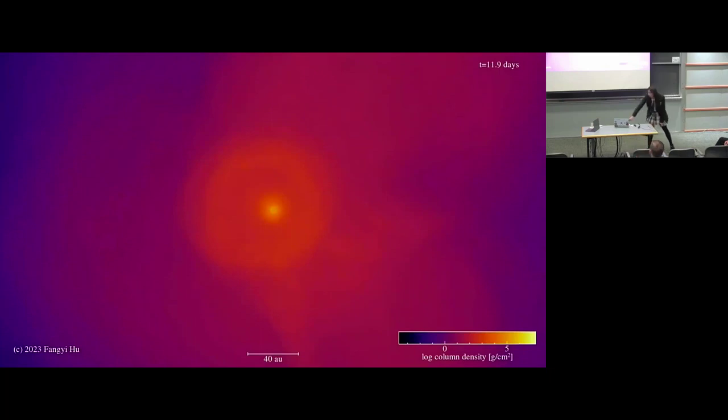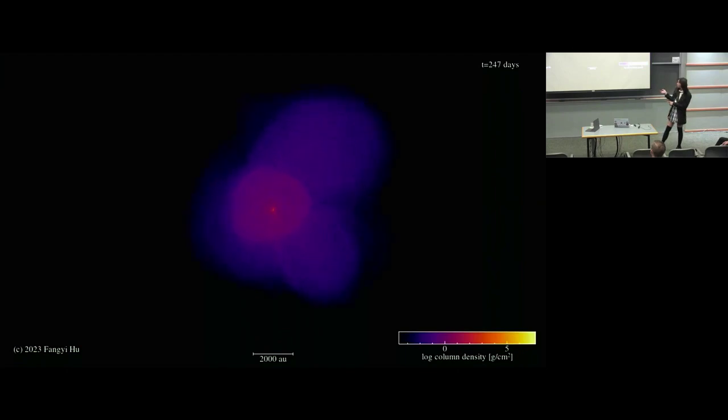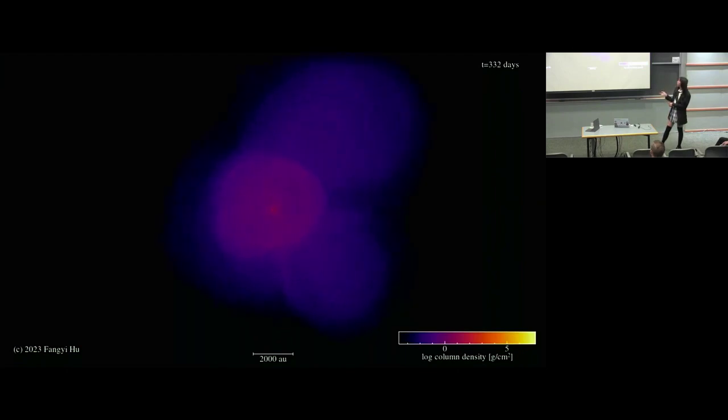And also, if we zoom out more, we can see that things go out to more than thousands of AU after 1 year. I have to speed up this video a lot, so we can show a year in 20 seconds. But that's just density. That's not what we will see in observation.